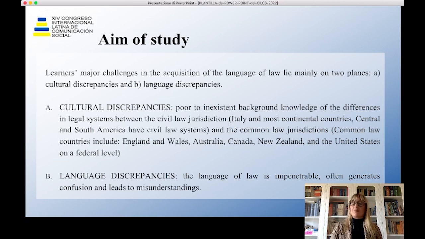The Italian system is based on civil law, while the American or English system is based on common law. With regard to language discrepancies, everybody knows that the language of law is impenetrable. I can say that it's obscure, so it often generates confusion and leads to misunderstandings among learners of English, non-native speakers of English.